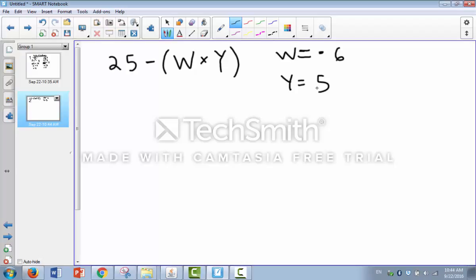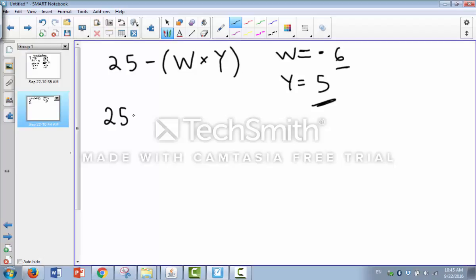Now, here's the interesting thing. We have brackets, so we have to do that first, but we would be doing the w times y first anyways because multiplication comes before subtraction. So there are brackets, but they are unnecessary in this equation. I just included them because that's the way it is in your learning guide, and that's okay. Sometimes there's extra brackets. So they have w is negative 6 and y is 5.